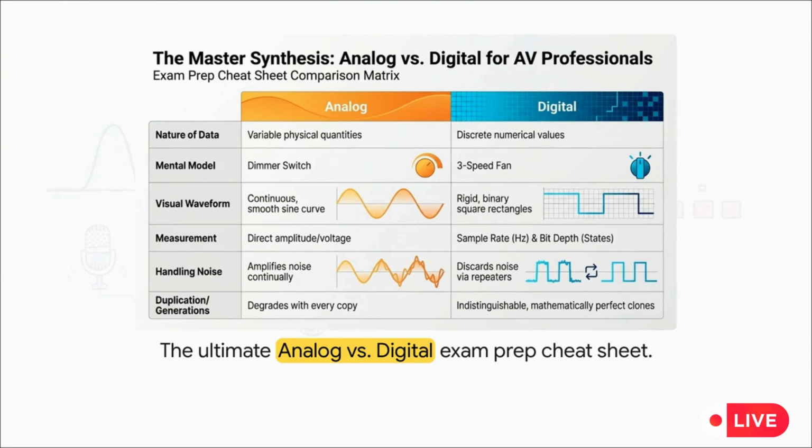On one side, we have the continuous, variable, noise-amplifying nature of the analog dimmer switch, which is measured in direct voltage, and on the other, the discrete, perfectly reproducible, noise-rejecting precision of the digital fan controller measured in sample rates and bit depths. Truly understanding the exact differences on this chart is going to go a long way in ensuring your success on these exam topics.